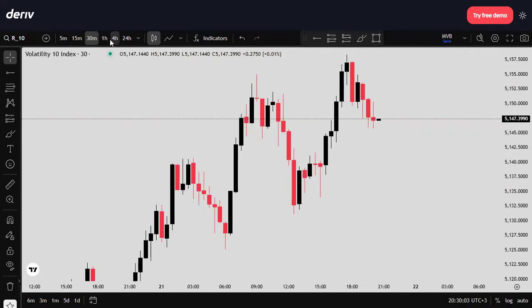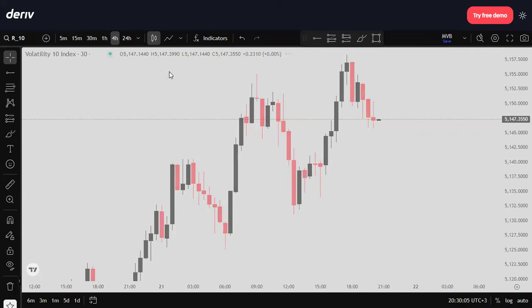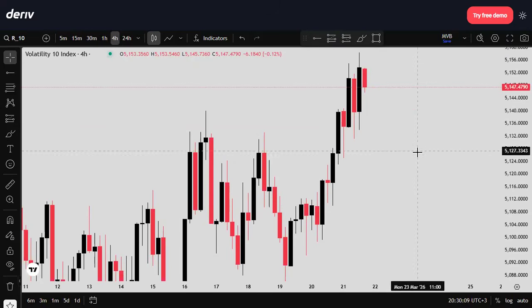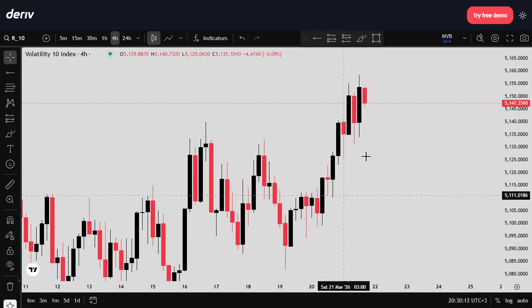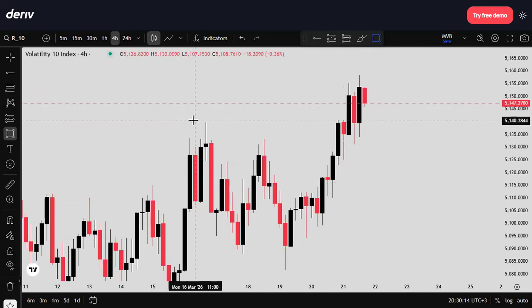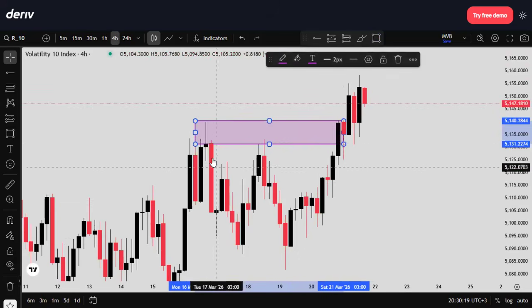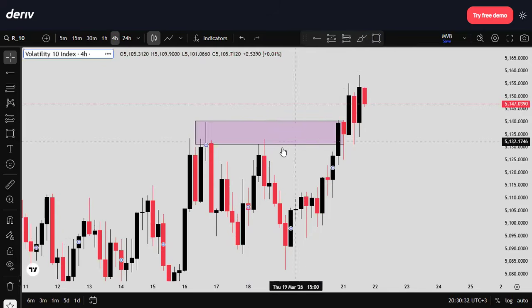My analysis begins in the 4-hour time frame, and in the 4-hour time frame, I first look for the zone. The market created a zone, which is this resistance zone, and from this zone we get to see multiple touches inside.